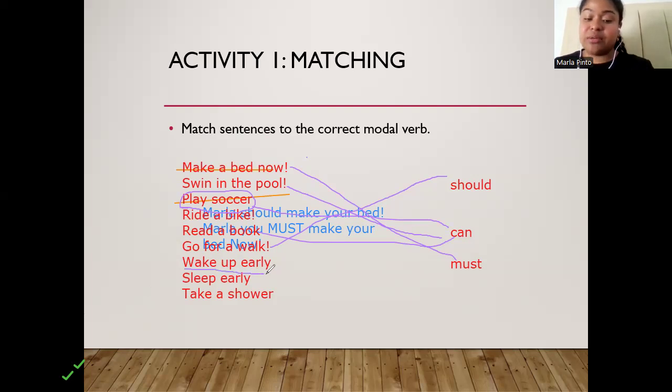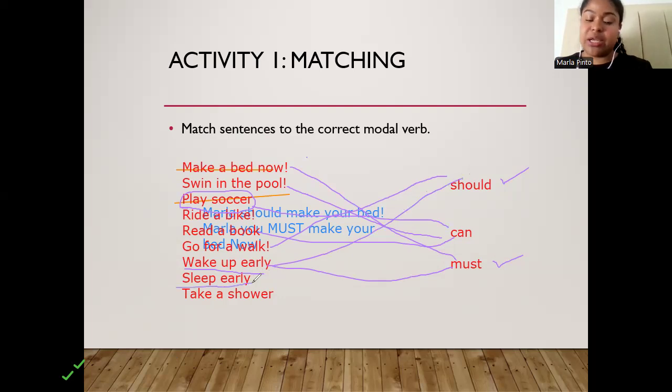Wake up early. This one could be a should or it could be a must. Danny, you should wake up early, okay? If you want to take the bus. Or in this case, Danny, remember you must wake up early because you go to school tomorrow, okay? In this case, it could be must or it could be should.